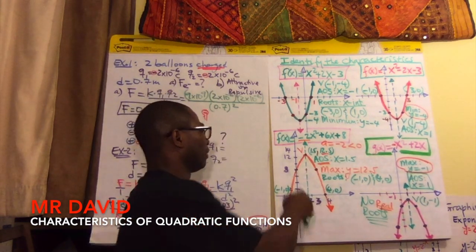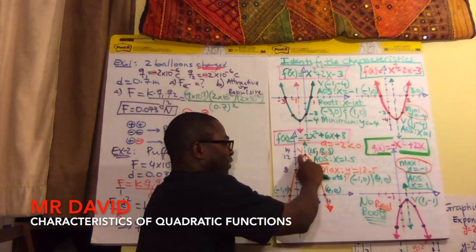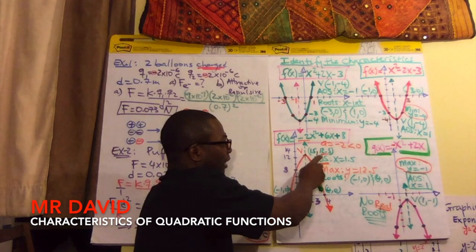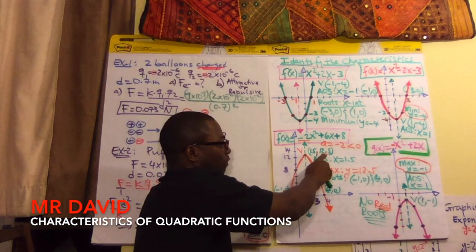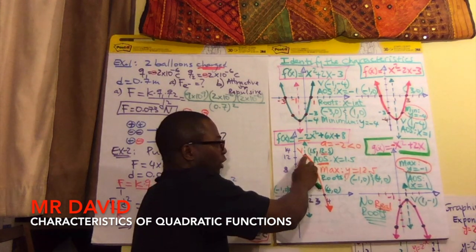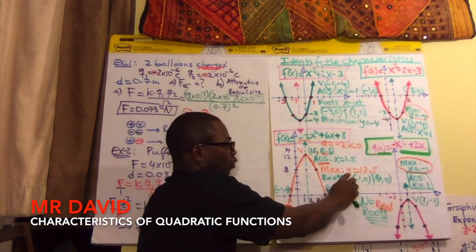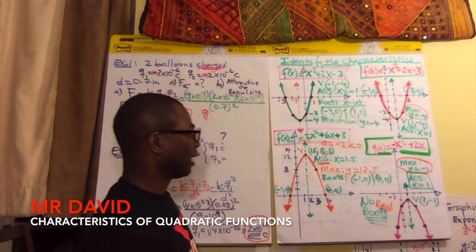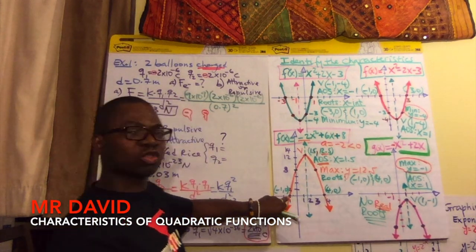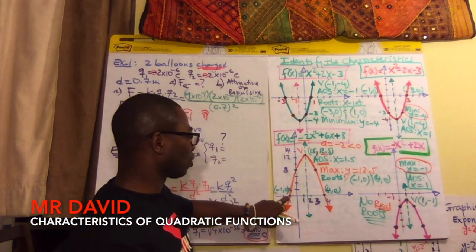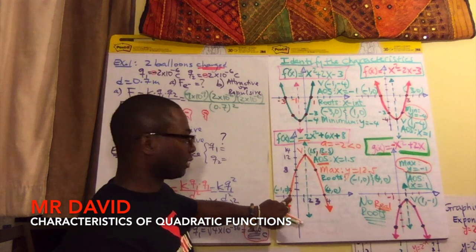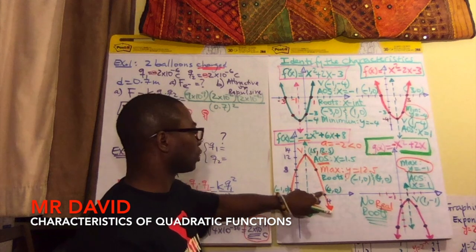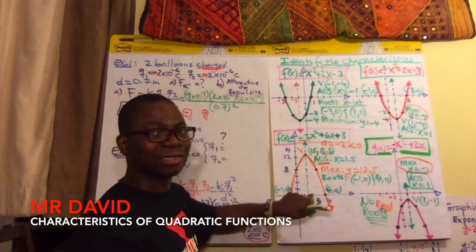Now, since it's a sad face, it has a maximum. The maximum here is y equal to 12.5. It's the y value of the vertex. Now let's look at the roots. The roots are here, -1, 0 and 4, 0. Those are the two x-intercepts, the roots.